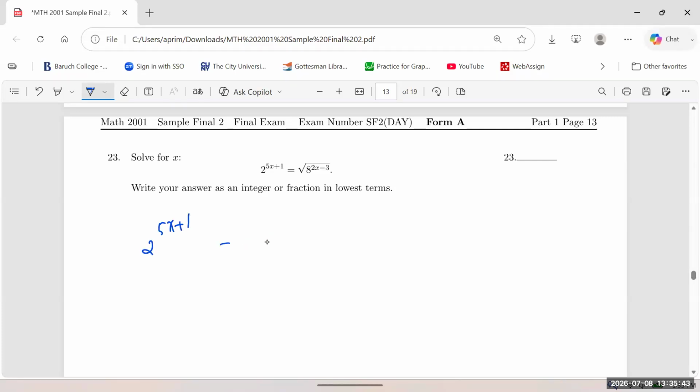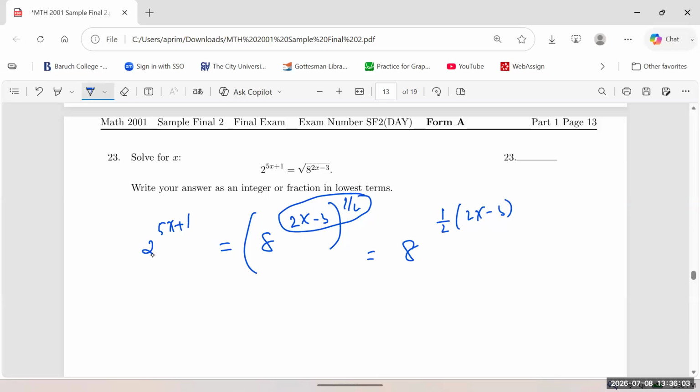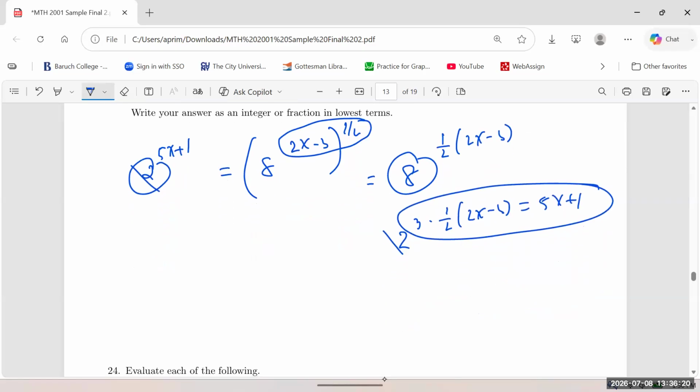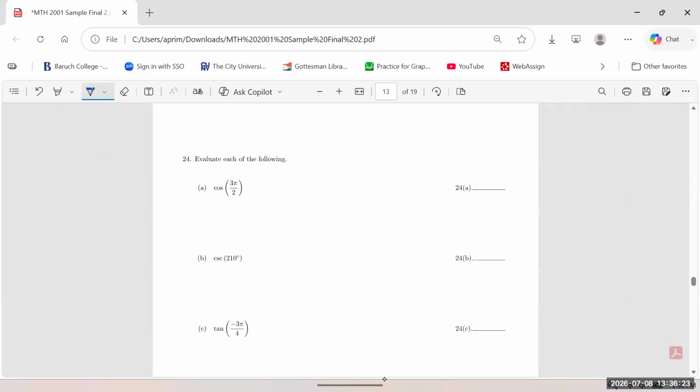2 to the 5x plus 1, and then we have 8 to the 2x minus 3, the whole thing gets 1/2 power, right? So we have 2 powers together. What do you do? Multiply. So 8 to the 1/2 of 2x minus 3. And then we don't have the same base. So what do you do? 2 cube times 1/2 of 2x minus 3. 2 to cancel out. So this equals 5x plus 1. And then algebra. Definitely you're going to have this.